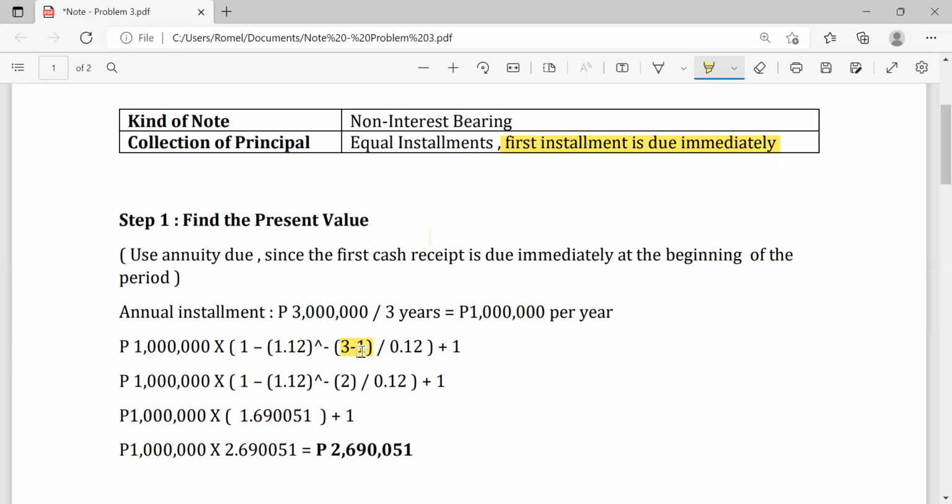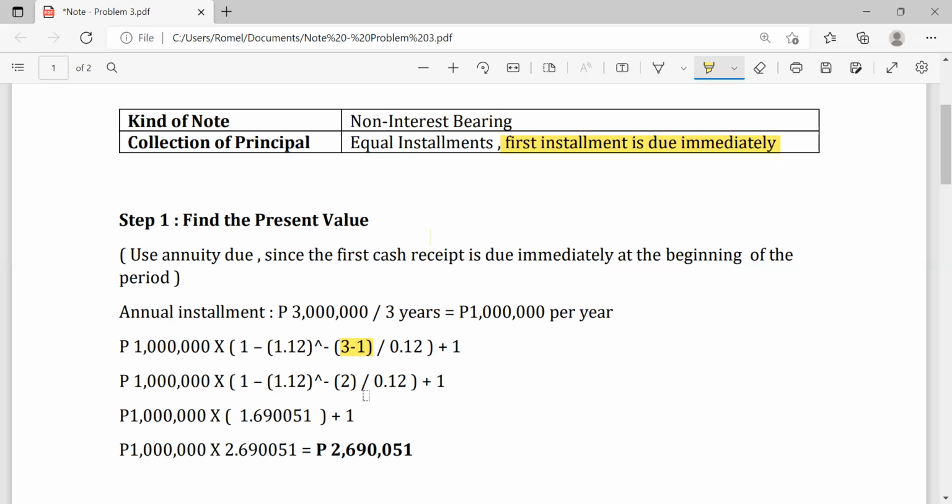Okay. Ang first na ginawa natin, 3 minus 1. So, pag i-deduct natin ang 3 minus 1, what is the answer? It's 2. So, dito, 1 minus 1.12 raised to negative 2 na lang, kasi negative, open and close parenthesis, 3 minus 1. So, what is the answer? 2. So that's why 1 minus 1.12 raised to negative 2 na lang.